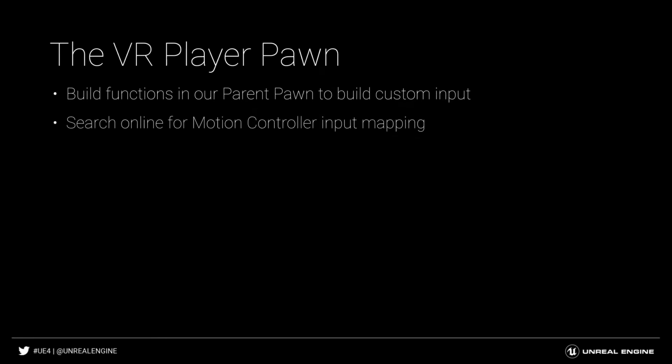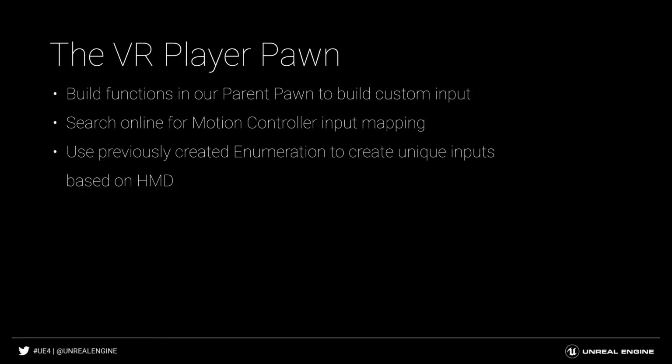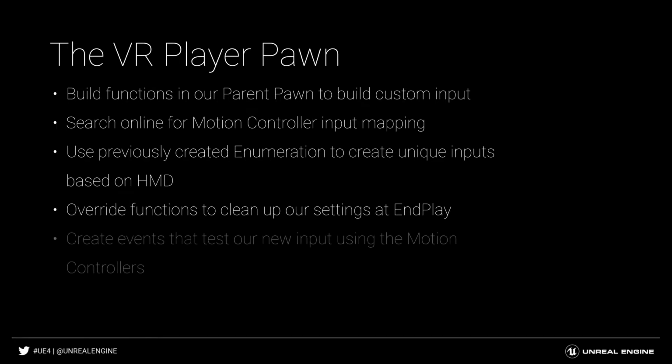Learn how to search for input mappings for a motion controller, use previously created enumerations to set the value of the key for player input, overriding events that are called at the end of the game, and finally testing this new input with our motion controllers.